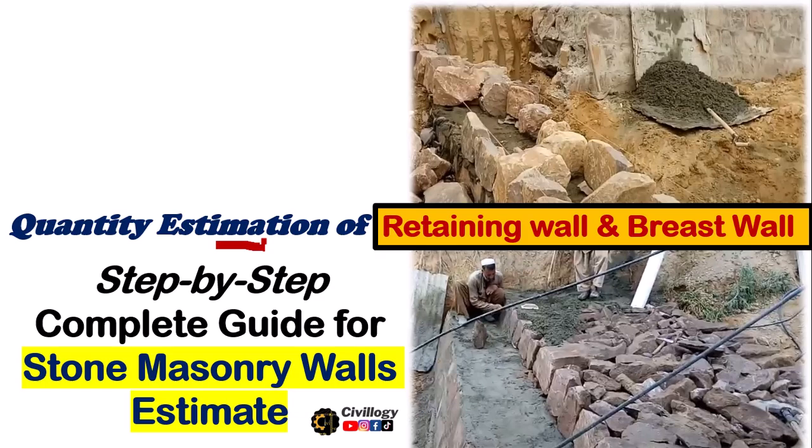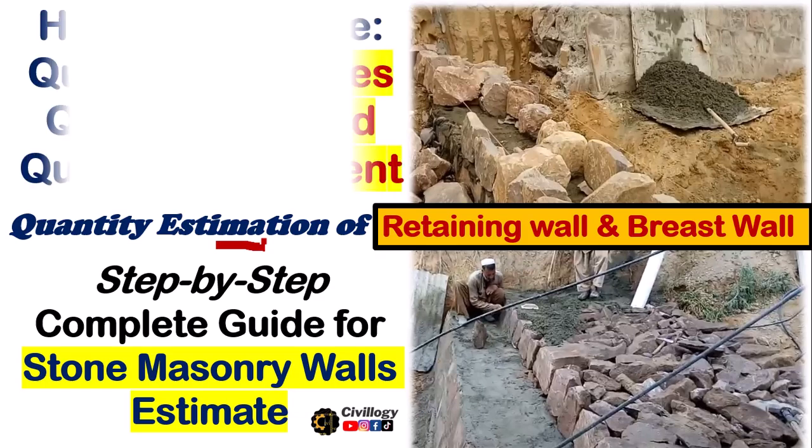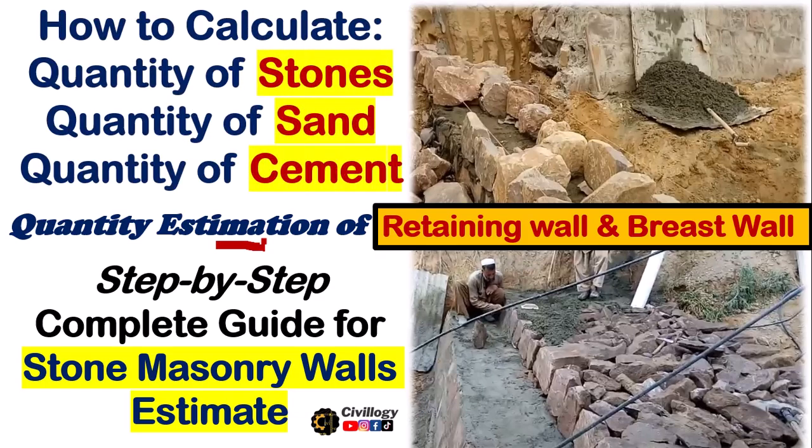This video is being made on the request of one of my subscribers who was asking how to calculate the quantity of stones, sand and cement for a stone masonry retaining wall or a brushed wall. As you know, stones, sand and cement all together make up a retaining wall or a brushed wall. At the end of this video, you will be able to calculate the quantities of these three items for any type of retaining wall.